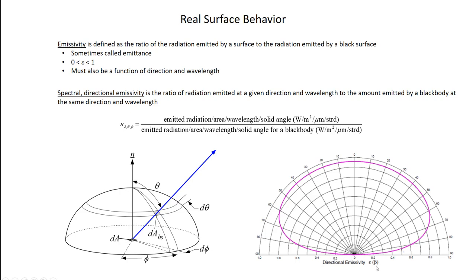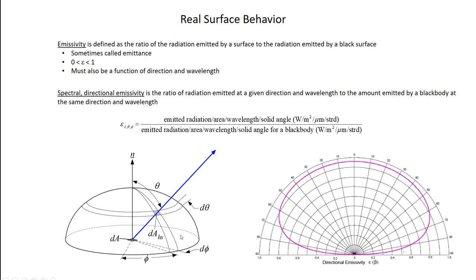They're calling it beta here, but it's what we're calling theta, right? So theta equals 0, I have an emissivity that looks like it's about 0.95, and then as I go away from normal it stays at 0.95 until I get to about 60 degrees when it really starts to drop off. When I'm down here at 80 or 90 degrees, my emissivity is approaching 0. So you can see pretty big variations in spectral directional emissivity as a function of theta.